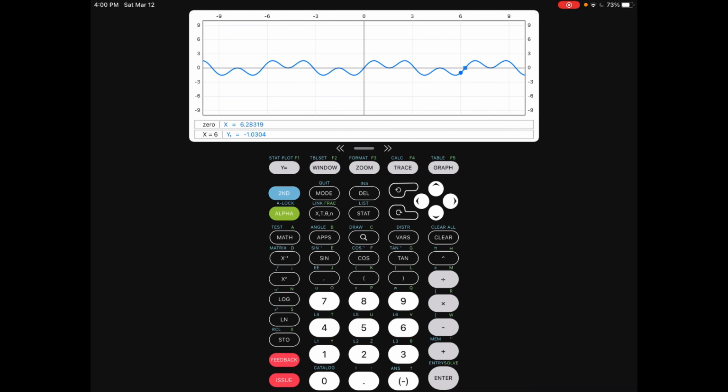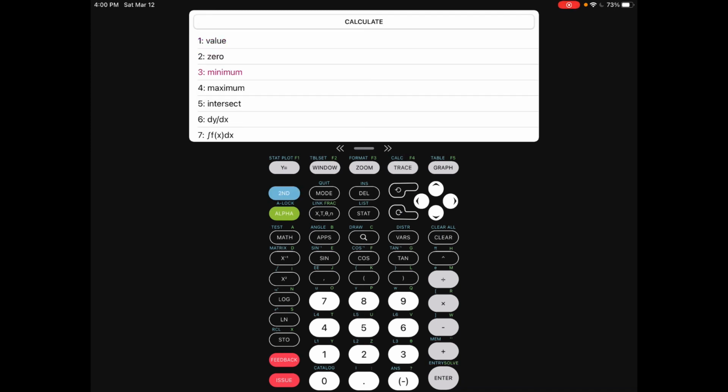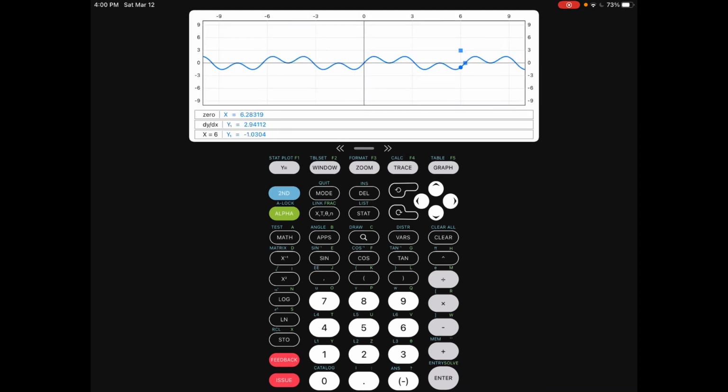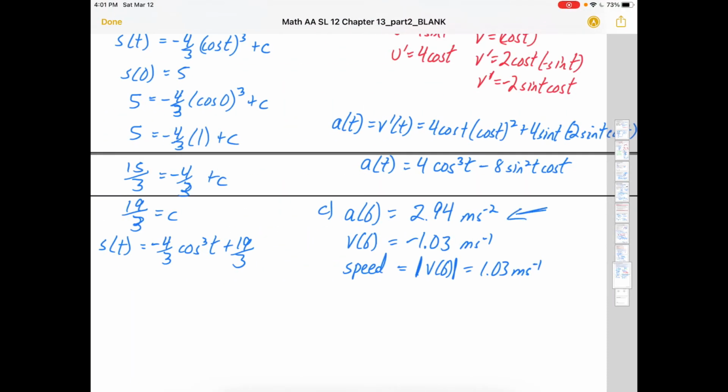If I want the speed, it's just the absolute value of that. If I want the acceleration, this is really sneaky. Acceleration is just the derivative of velocity. So I could go second, trace, go down here, and find the derivative. So then that's number 6. The derivative of this function at 6. And it will tell me 2.94 without having to do any other substitution. So a of 6 by substitution is 2.94, or by just looking at v prime at 6.